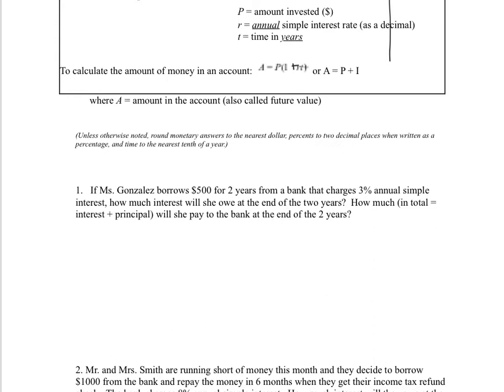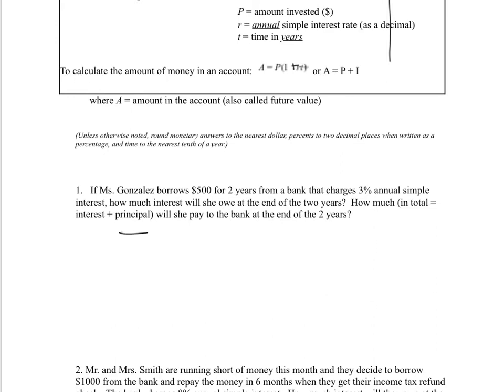Number 1 says if Miss Gonzalez borrows $500 for 2 years from a bank that charges 3% annual simple interest, how much interest will she owe at the end of the 2 years? How much in total, which is your interest plus your principal, would she pay to the bank at the end of the 2 years? So you've got 2 different things it's asking you to find.